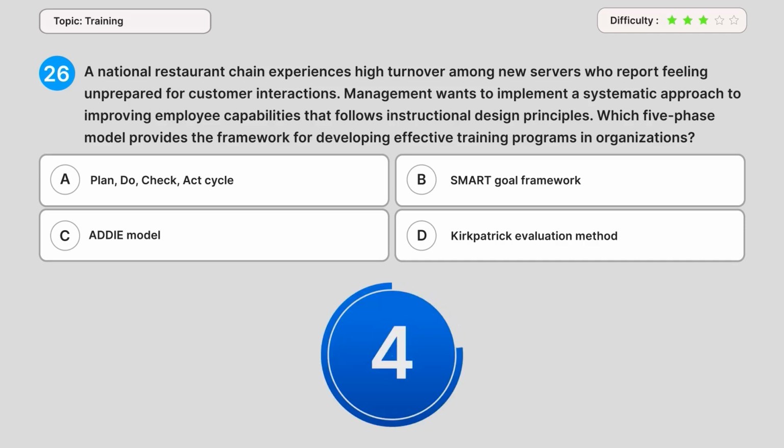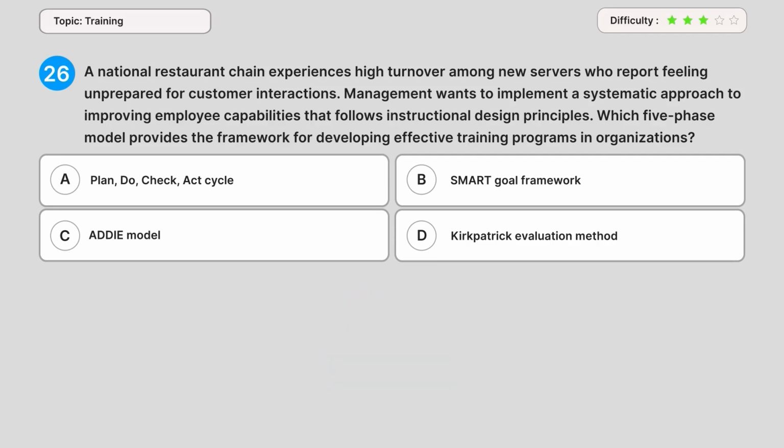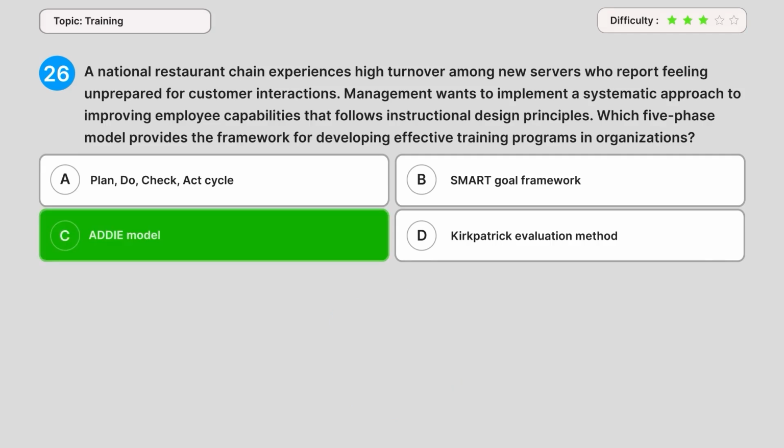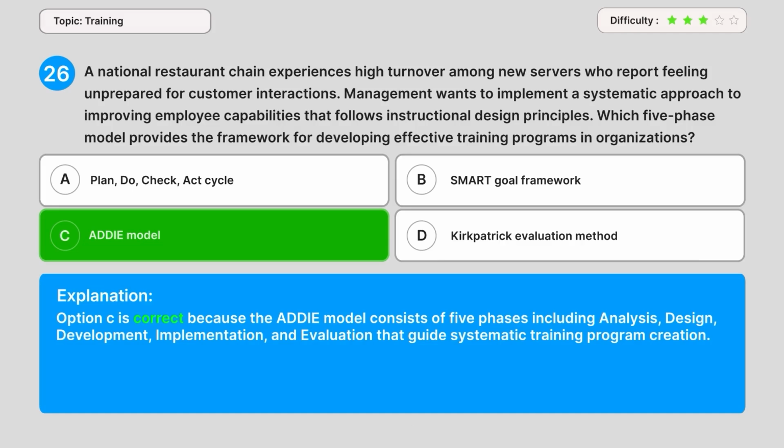Can you guess the answer? Correct answer, C. ADDIE model. Explanation. Option C is correct because the ADDIE model consists of 5 phases including analysis, design, development, implementation, and evaluation that guide systematic training program creation.